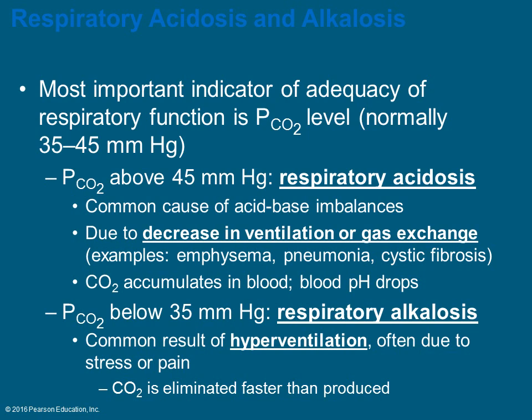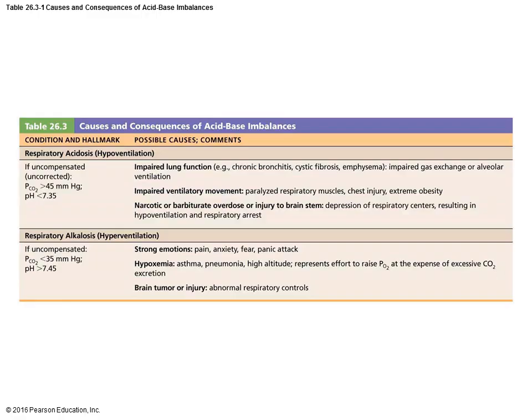With respiratory alkalosis, usually it's due to hyperventilation, which is triggered by either stress or pain. You're eliminating that carbon dioxide faster than what it can be produced. So this table is showing some of the causes and consequences of your acid-base imbalances, under abnormal conditions, with respiratory acidosis and respiratory alkalosis.